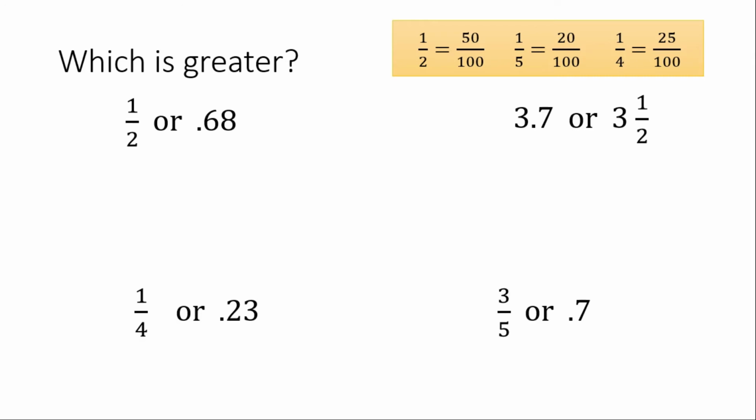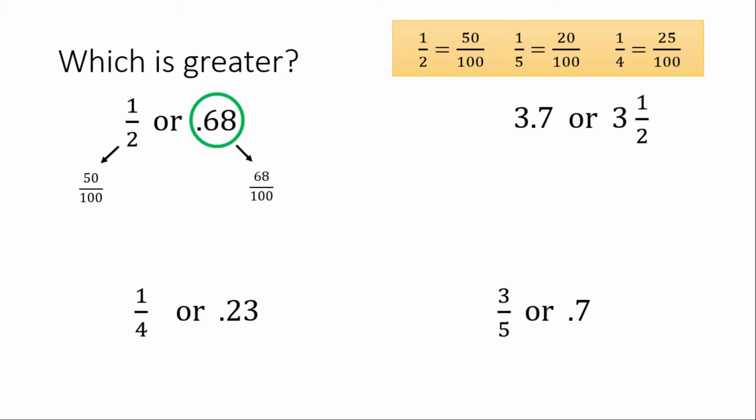Answer checking time. In the top left, we have 1/2, or 0.68, which is the same as 68 hundredths. Okay, so 1/2, using our cheat sheet, we know that 1/2 is the same as 50 hundredths. And then 0.68 is 68 hundredths, so let's write that as 68 with a denominator of 100. And now we can compare. Well, 68 is more than 50, so 68 hundredths is greater.